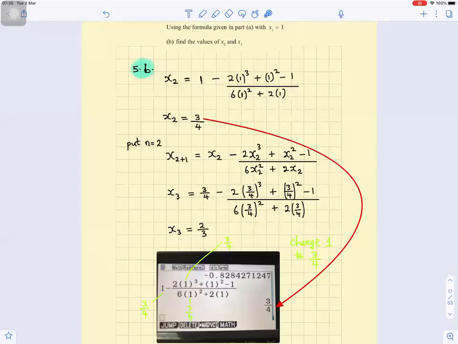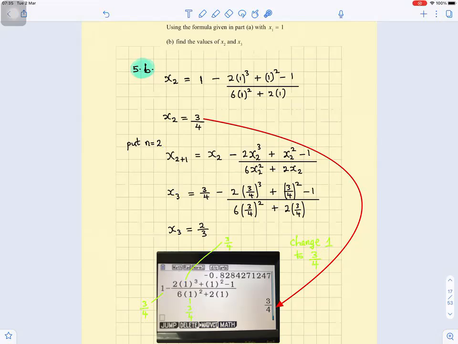So for question 5b, using the formula given in part A, find the value of x2 and x3. So we want to go for x2. So we have 1 minus 2 times 1 and so on. Substitute 1 there. That will give us x2 to be 3 over 4. And now, if we put n equals 2, 2 plus 1 is 3, so that will give you x3.